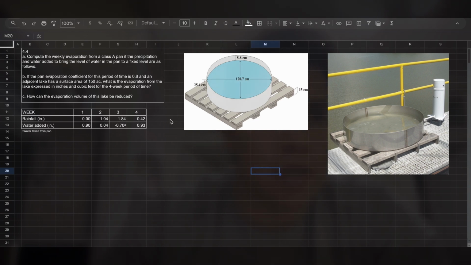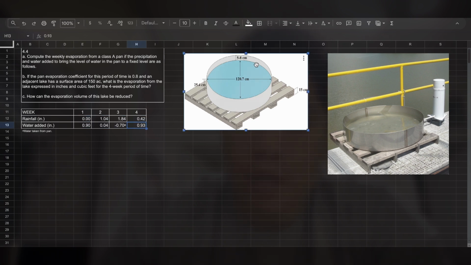So let's get started. This problem says, compute the weekly evaporation from a Class A pen if the precipitation and water added to bring the level of water in the pen to a fixed level are as follows. The "as follows" refers to these values here in this table.